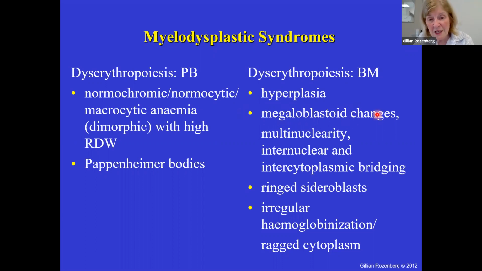So you get those changes, you get multinuclearity, internuclear and intercytoplasmic bridging, ringed sideroblasts, and irregular hemoglobinization of the red cell precursors, and also they'll have ragged cytoplasm.